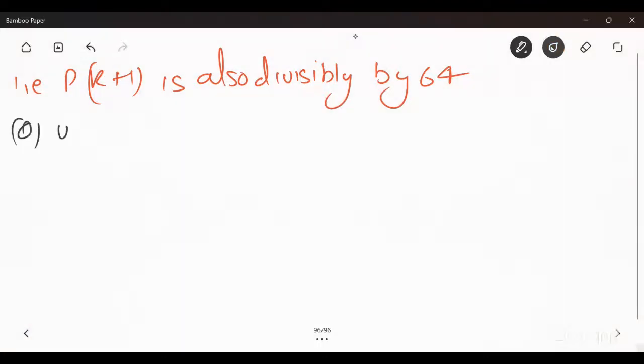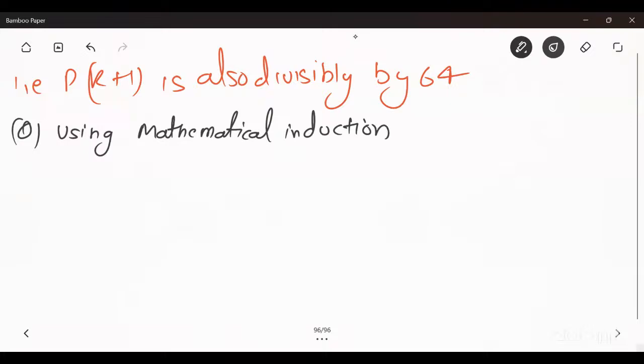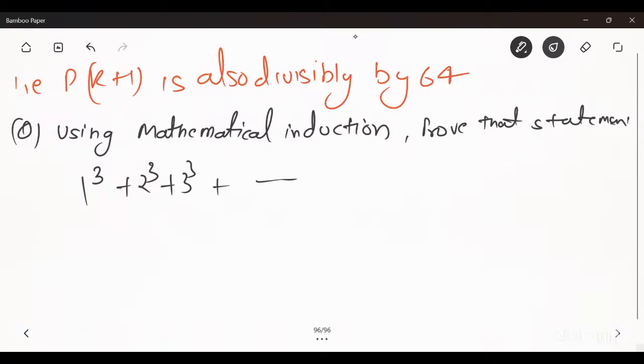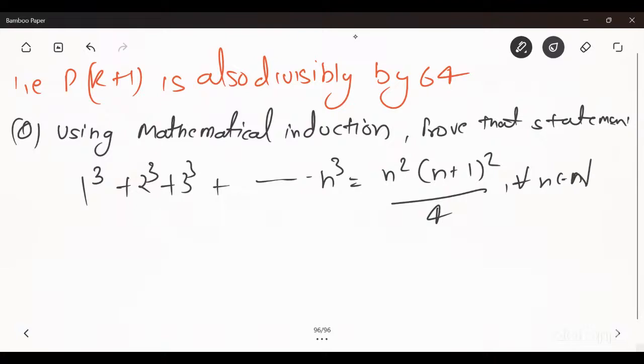Using mathematical induction, prove the statement: 1 cube plus 2 cube plus 3 cube plus dot dot dot n cube equal to n square into n plus 1 whole square by 4, for all n belongs to N. N means a natural number.